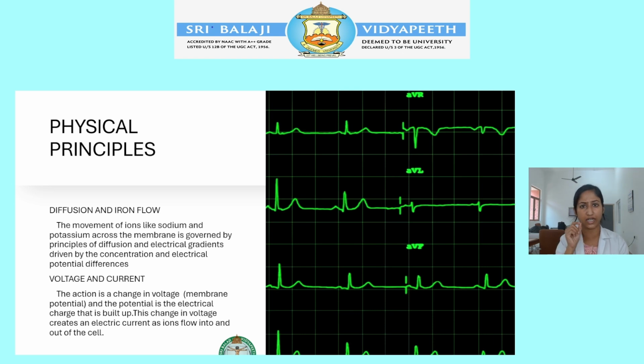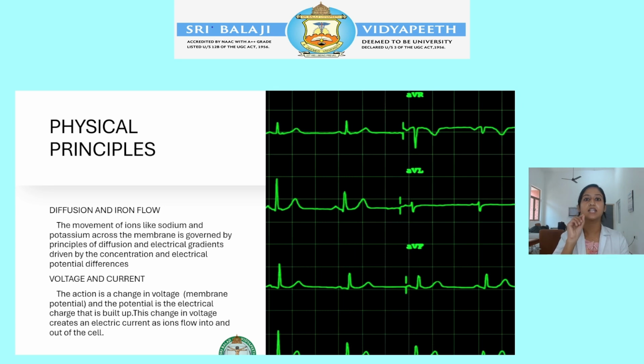Okay, what is voltage and current in this action potential? Let me explain the difference between action and potential. Action is nothing but a change in the voltage. Potential is that the charge will be built up. So that is the action potential. Action is the change in voltage, and potential is the charges that are built up.